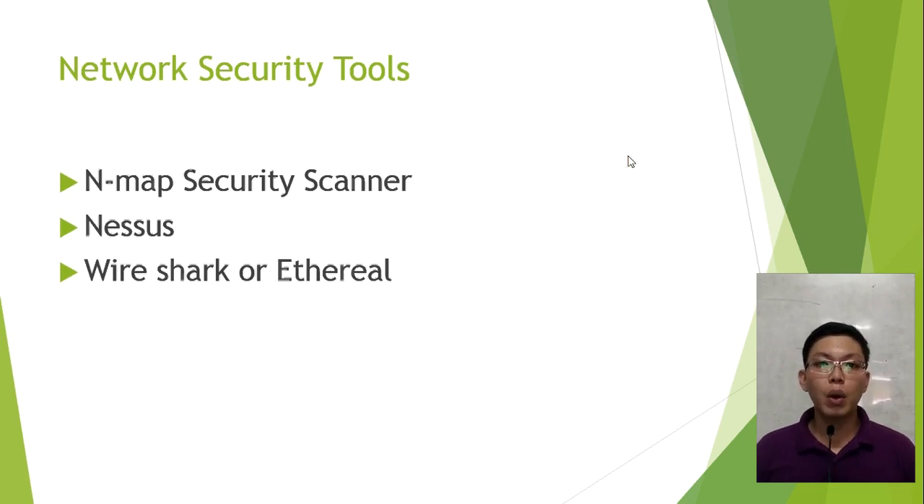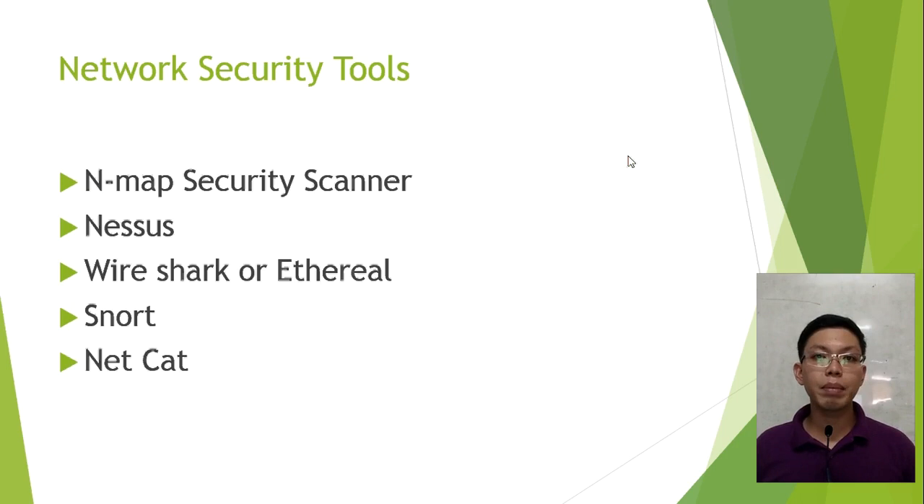We also have Snort, which is a lightweight network intrusion detection and prevention system that excels at traffic analysis and packet logging on IP networks. We also have Netcat, which is a simple utility that reads and writes data across TCP or UDP network connections. And lastly is Kismet, which is a powerful wireless sniffer.